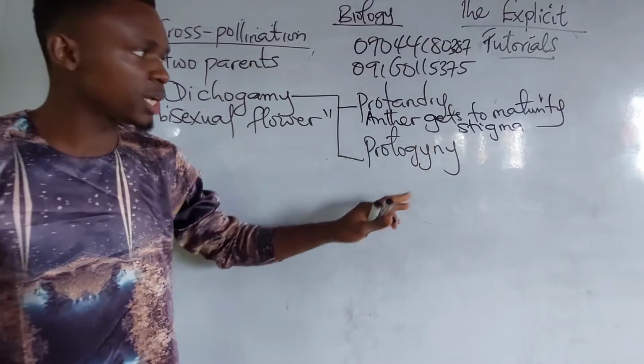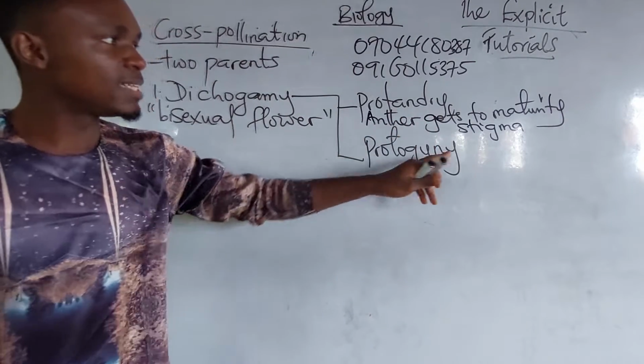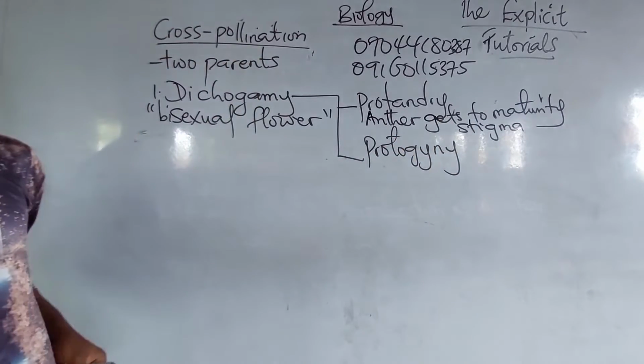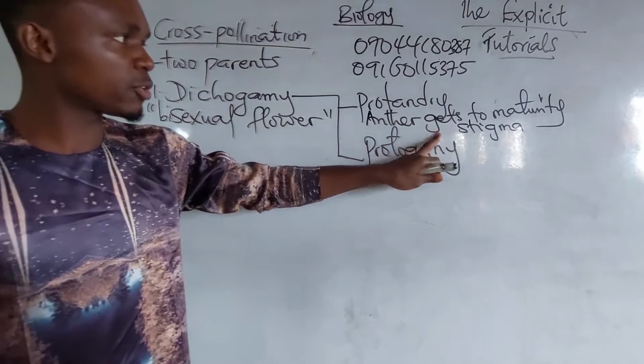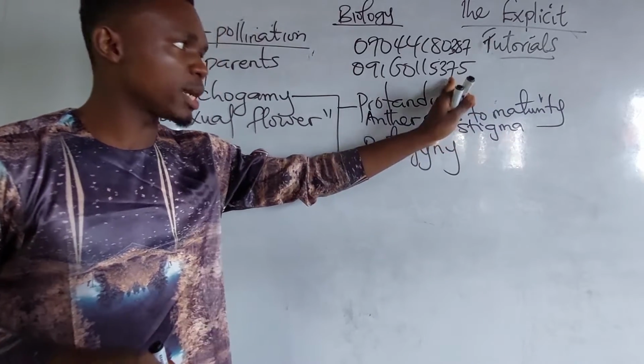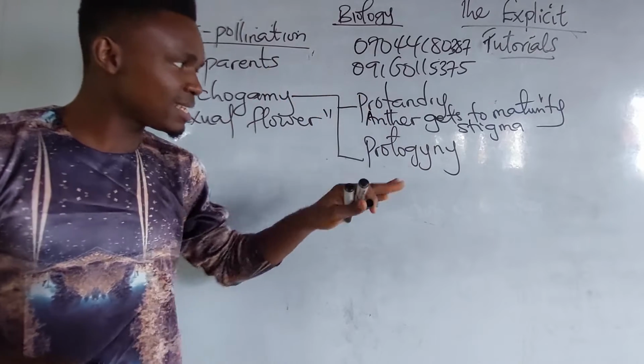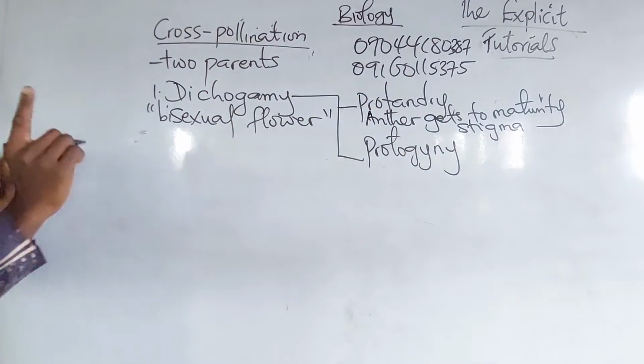That is protandry. Then as for protogeny, the stigma gets to maturity before the anther. That is, the reverse is the case. If the anther gets to maturity before the stigma, that is protandry. But if the stigma gets to maturity before the anther, that is protogeny. Please take note of that.